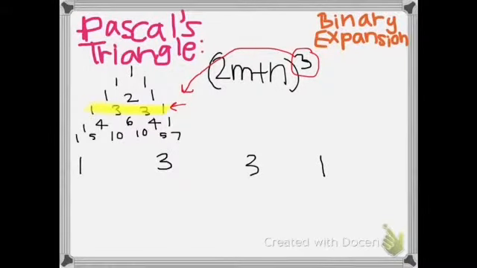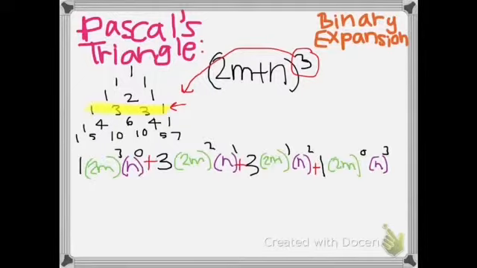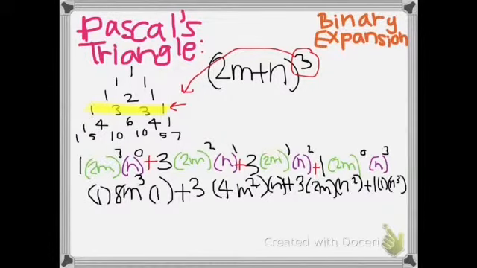Since it's 2m plus n to the third power, we'd use the third row of Pascal's triangle. Then you put 2m next to every number, and then n after every number, and then put an exponent on the 2m going from 3 down to 0, and on n from 0 up to 3. Then you simplify.